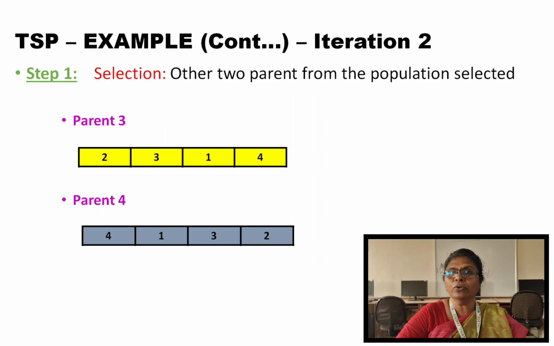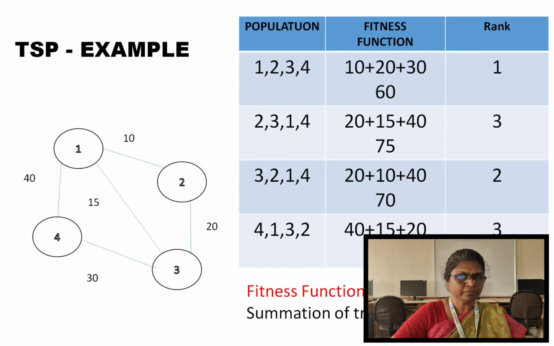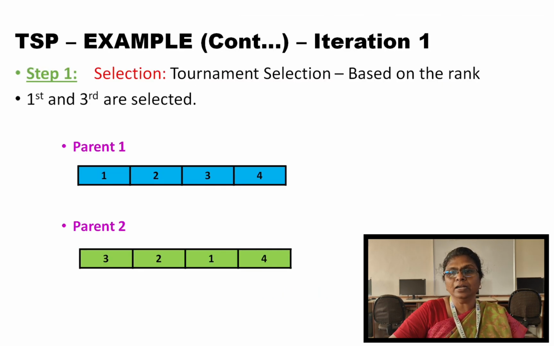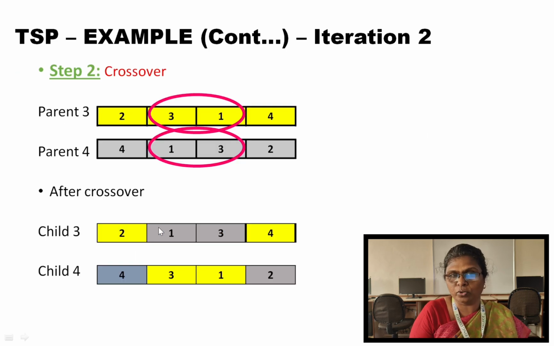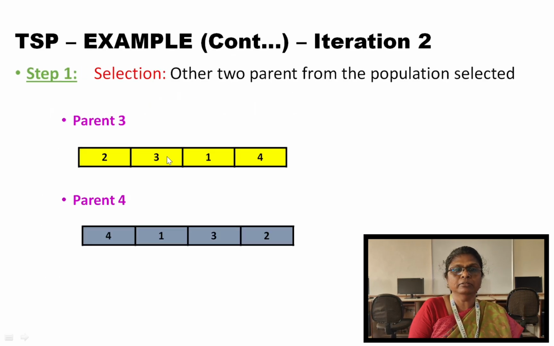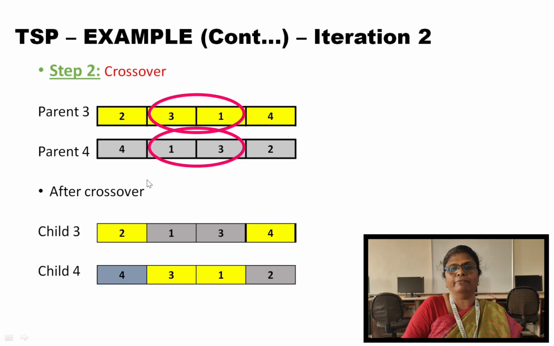Iteration 2 starts. Again, we are going to select 2 other parents from the table. Let us look at the table again. In this table, parents 1 and 2 we have already selected. Now let us go for the other 2, that is 2, 3, 1, 4 and 4, 1, 3, 2. Let us select those and consider them as parent 3 and parent 4. Again we are going to perform crossover similar to that.